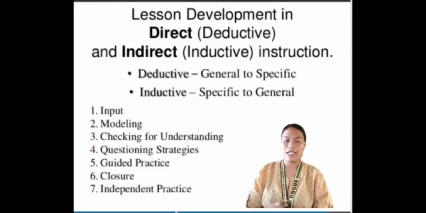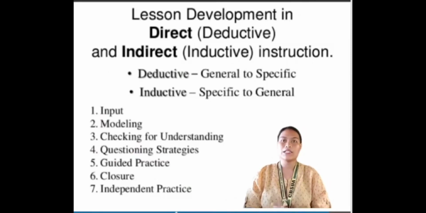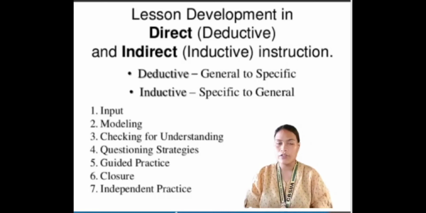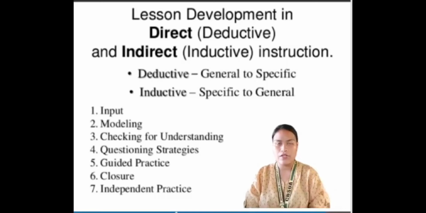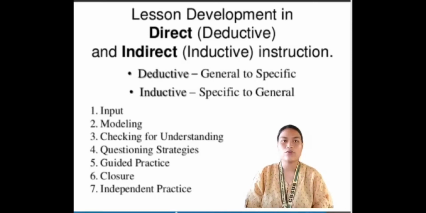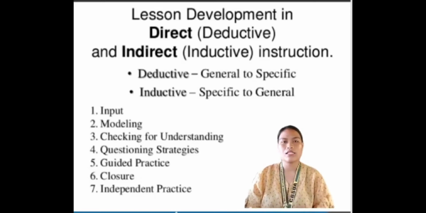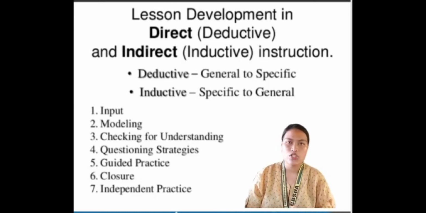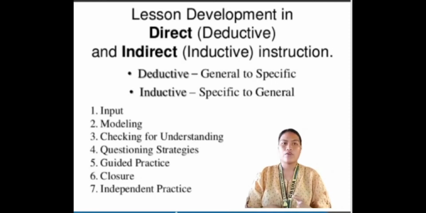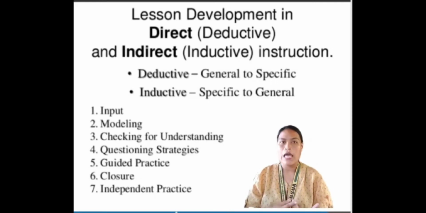So let's come now to the next, which is learning development: direct deductive and indirect inductive instruction. When we say deductive, it is general to specific. Under the deductive, we have seven steps. The first is input. The second one is modeling. The third one is checking for understanding. The fourth one is questioning strategies. The fifth is guided practice. The sixth is closure. And the last is independent practice.